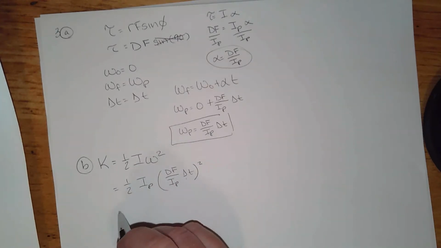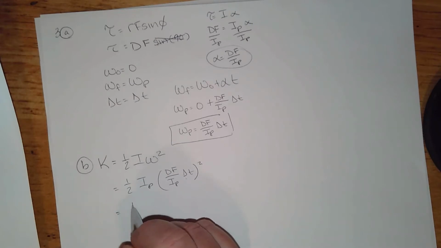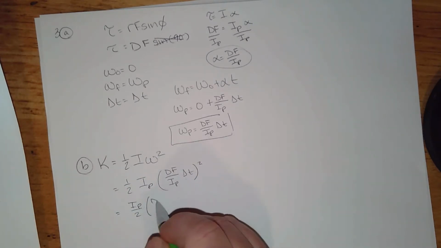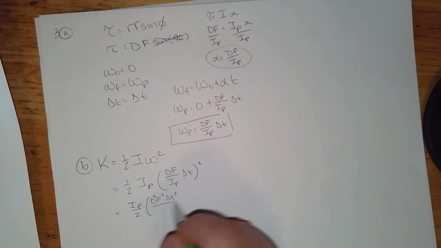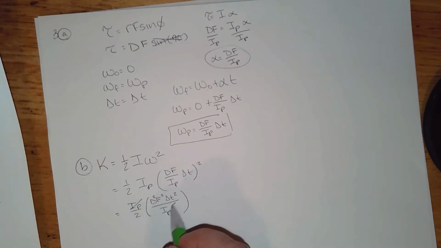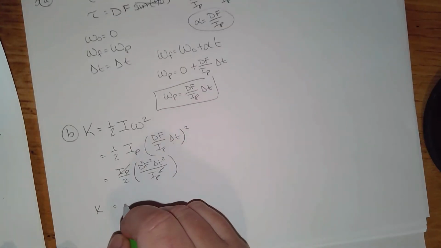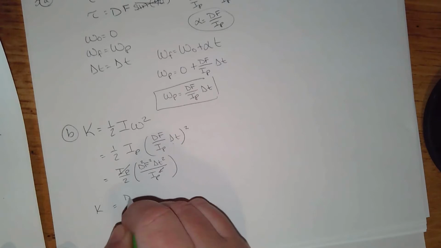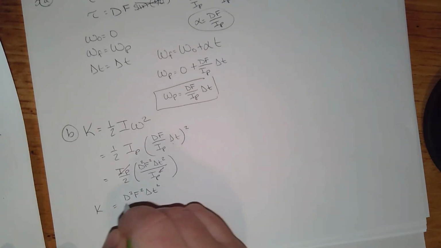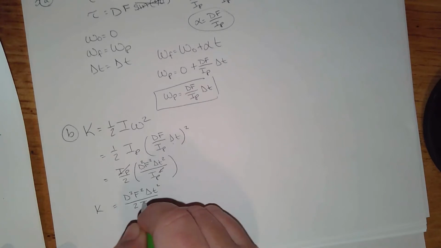So we'll go ahead and clean this up just a little bit. I don't know if it's really necessary, but I have IP over 2 times all this stuff squared, so that would be d squared, F squared, delta t squared over IP squared. Now I'm going to cancel one of the IPs, and so if I want to clean this up finally, my kinetic energy is equal to d squared F squared delta t squared over 2IP.